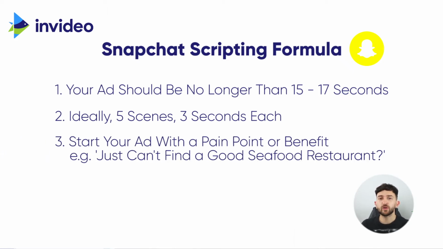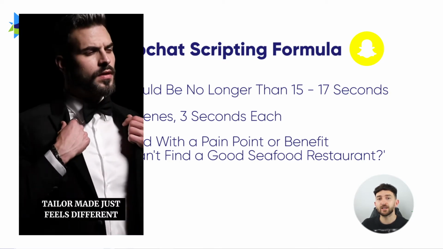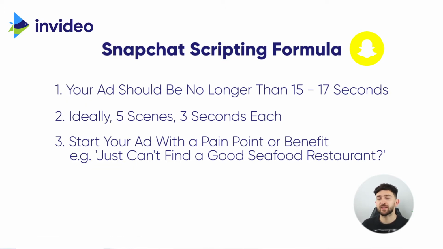When your ad creative first starts, you want to start it by either outlining a pain point for your potential customer or outlining a benefit for your potential customer. So an example of outlining a pain point for a restaurant could be can't find a good seafood restaurant in your area, or maybe for real estate it could be are you struggling to sell your house. Alternatively, you can go and outline a product benefit like the video you saw at the beginning where I said tailor-made just fits different. So go and have a think about a pain point or a benefit of the product or service that you're offering.